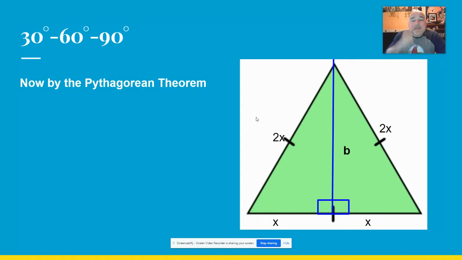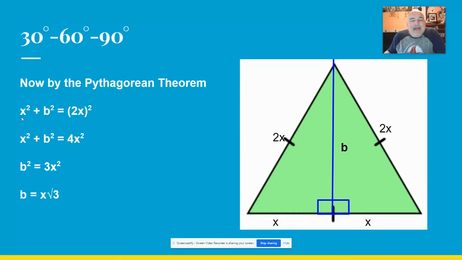So now if we did the Pythagorean theorem, letting b be this other leg, the altitude, maybe I should have used an a instead, x squared plus b squared has to equal (2x) quantity squared. So squaring the 2x gives us 4x squared.